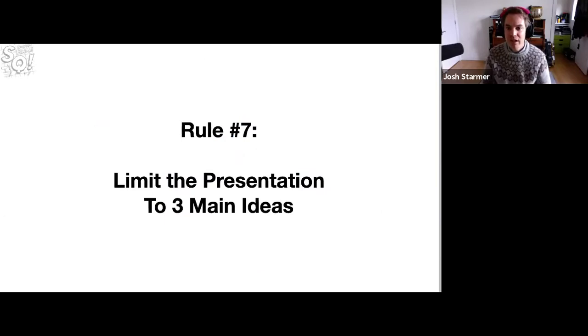Rule number 7, and I've completely violated this rule, is to limit the presentation to 3 main ideas. Generally speaking, when we're talking about data science, especially when you're talking to someone who doesn't do it all the time, like maybe your boss, even though you can clearly explain things, I feel like people only have so much energy with which they can devote to learning something new. And I've found that 3 things is sort of the limit of some people's energy for learning new things.